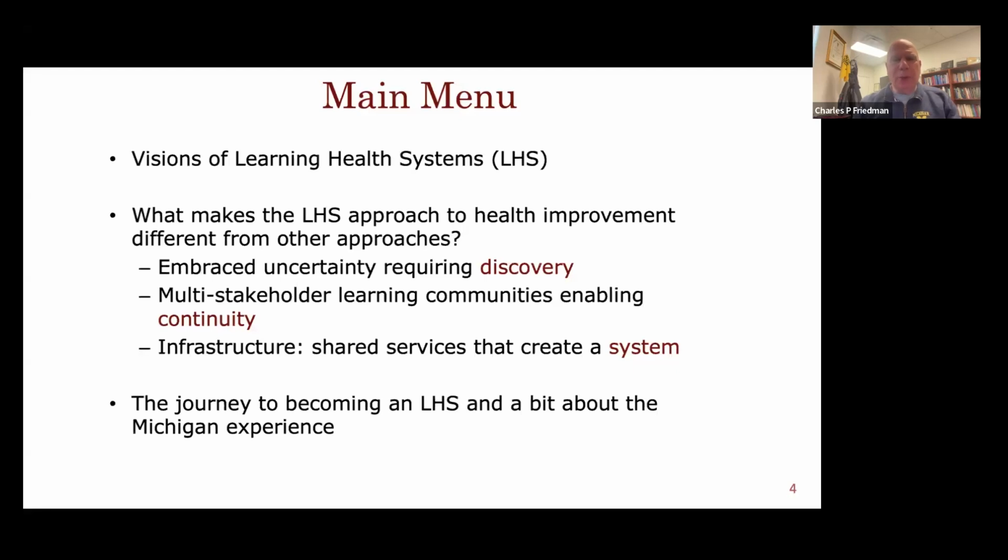So this brings me to the main menu for today's presentation. If we're going to talk about a journey to becoming a learning health system, it makes sense to talk about what it is we're journeying to. So I'm going to share with you some visions of learning health systems. I'll then talk about something that's very important that people often ask me, so I'll just answer the question before it is even asked. What's different about this? Why is this such an exciting idea? And I will share with you three key points outlined in the bullets below that, to my way of thinking, make learning health systems distinctive. And then I'll close with the journey to becoming a learning health system as I see it and how we are applying this at the University of Michigan.